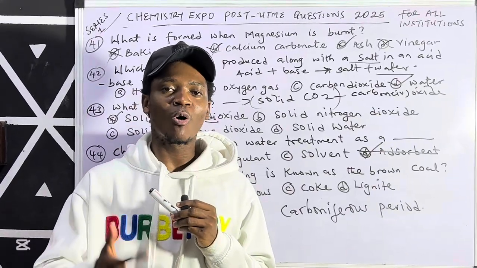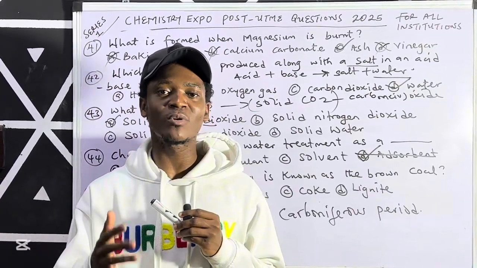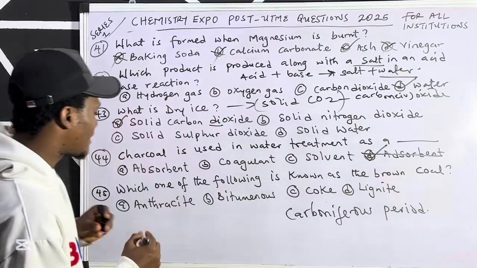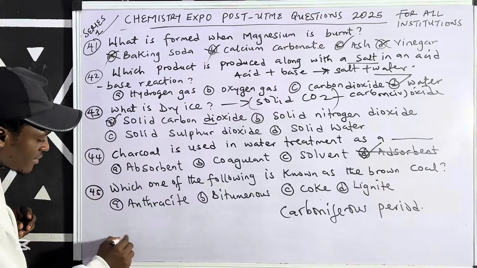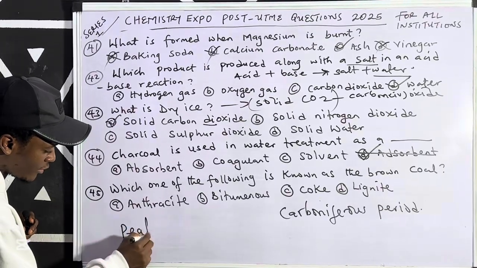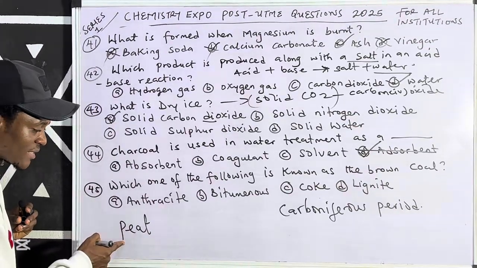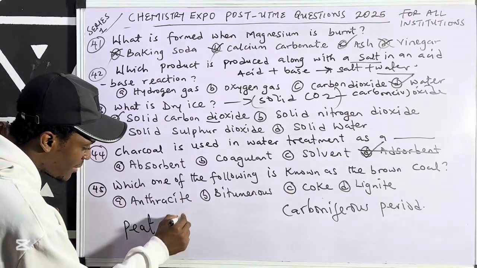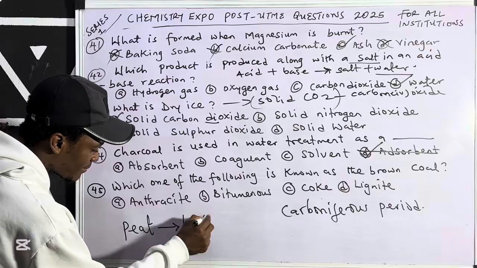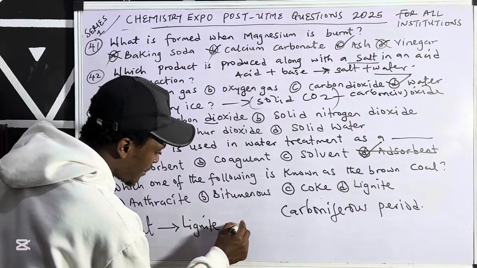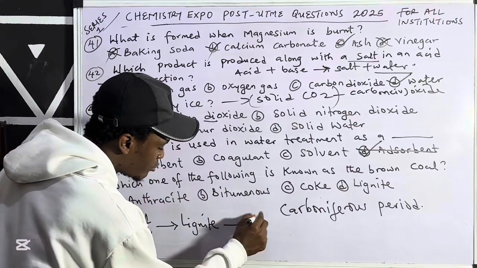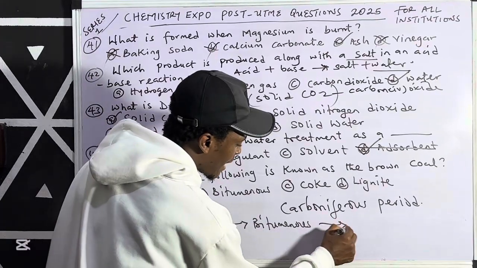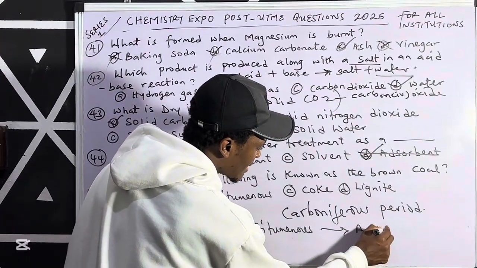Then this coal occurred in different stages, and it was these stages that were named the types of coal, and they are about four. The stages of appearance of coal include: first, the one that appeared first in the Carboniferous period was peat. Then the next that appeared was lignite. Then the next that appeared was bituminous coal. Then the last that appeared was anthracite.